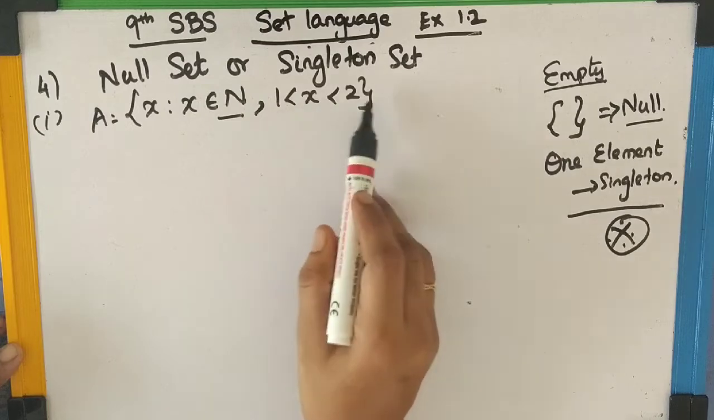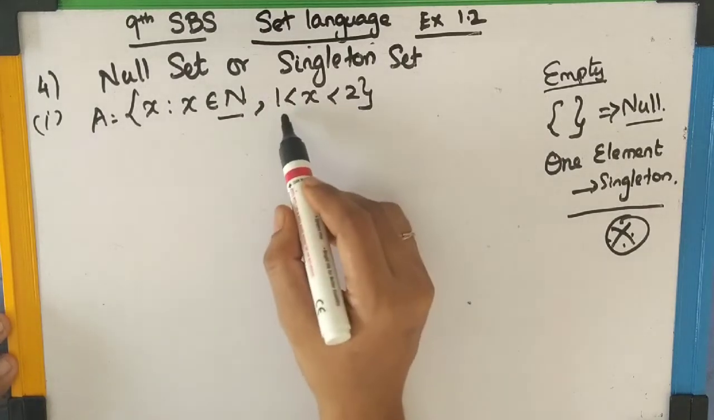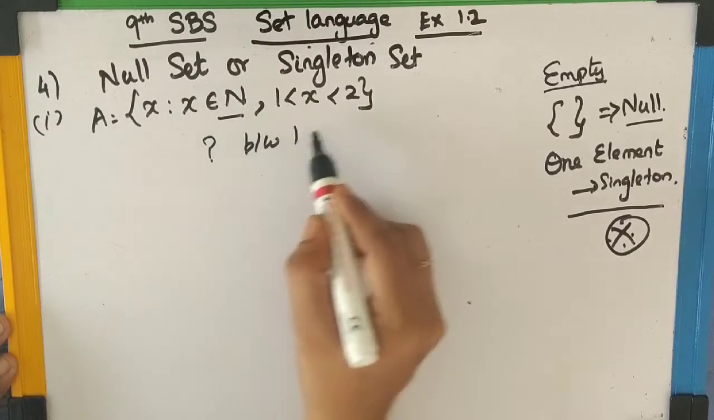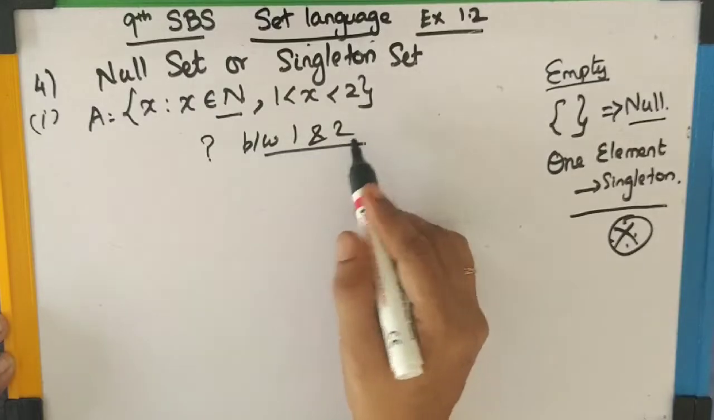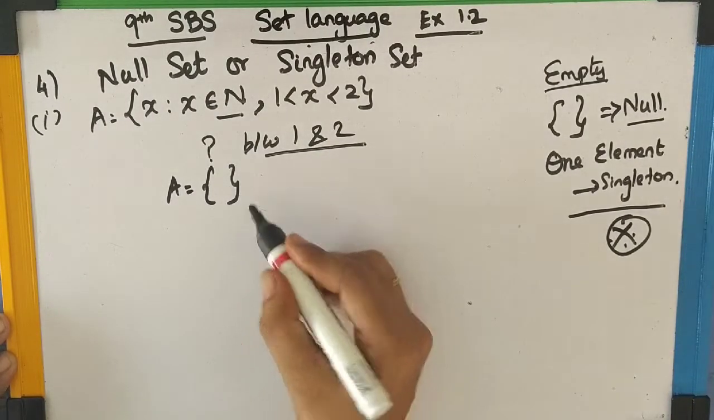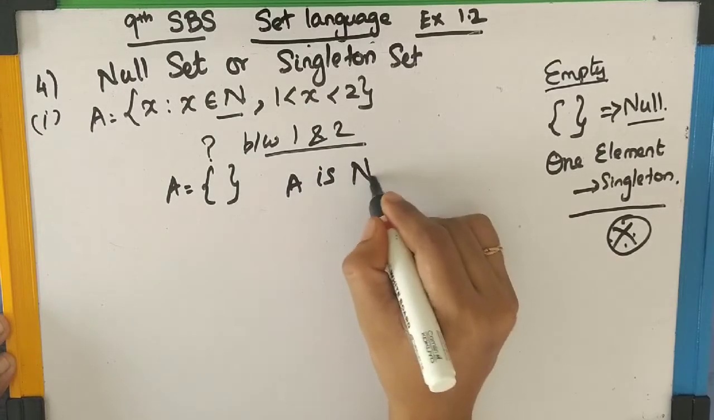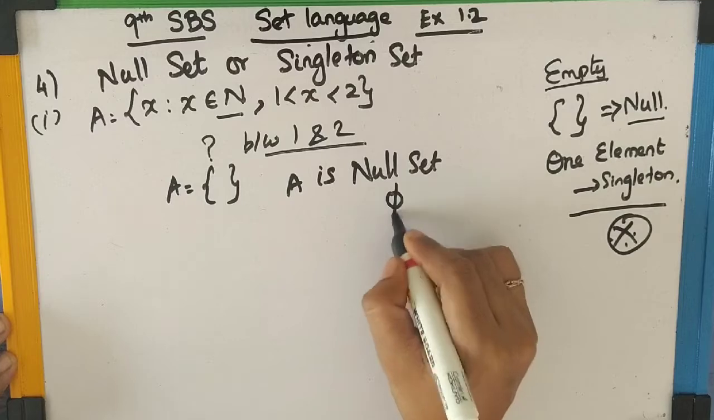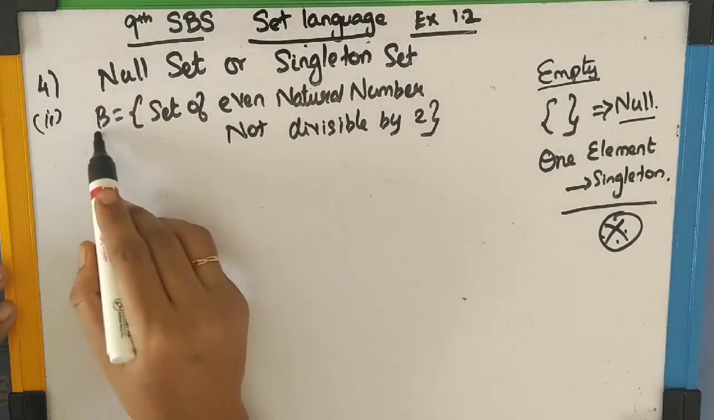x is a natural number. Okay. It should be greater than 1 and less than 2. Which number is between 1 and 2? That may be some decimals. But which natural number is between 1 and 2? There is no such number in the world. So A is an empty set. That is, A is a null set. Because there is no element inside the set A, right? Understood? Okay.